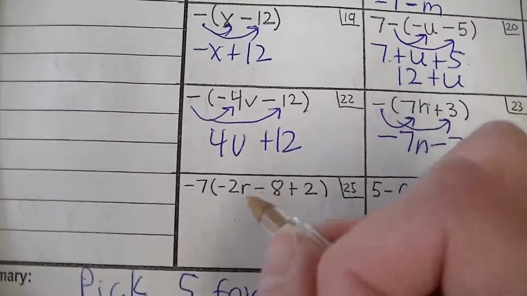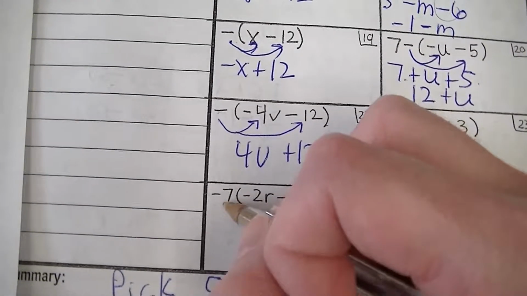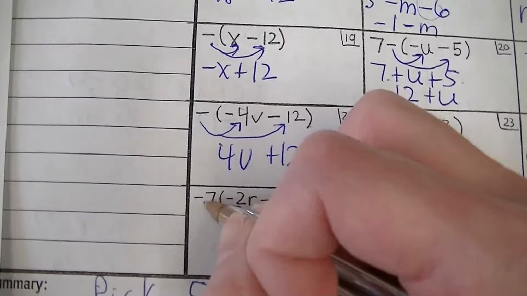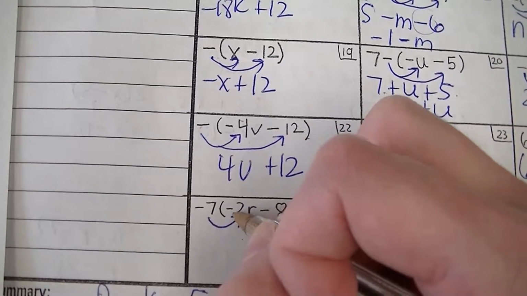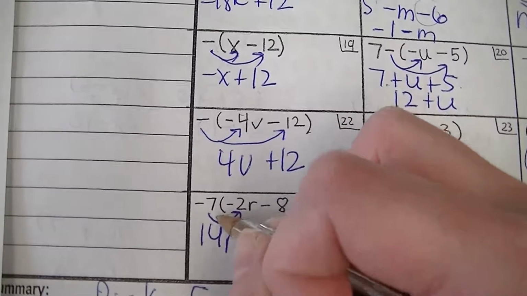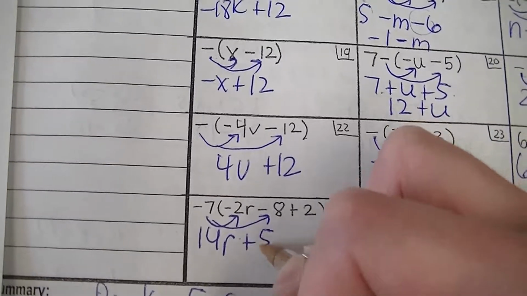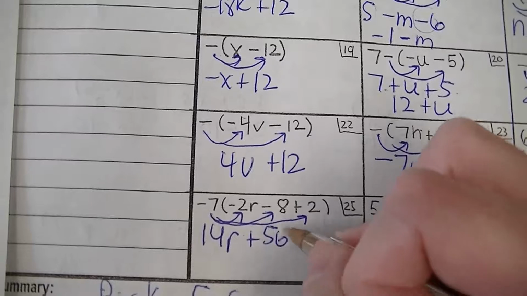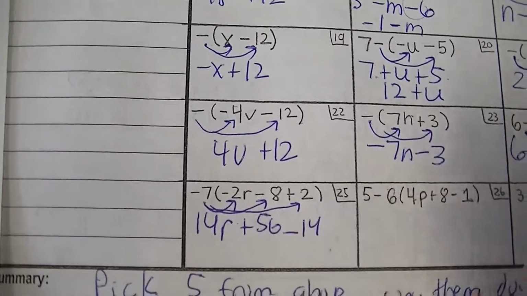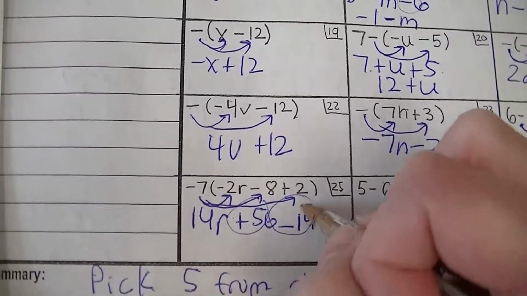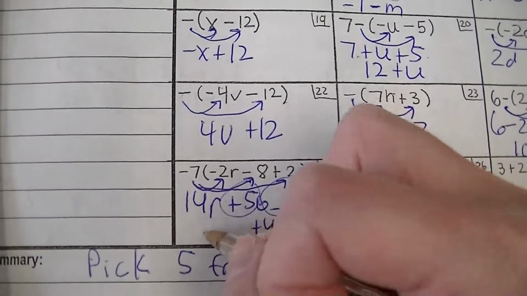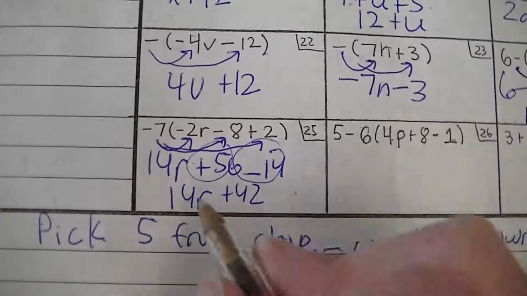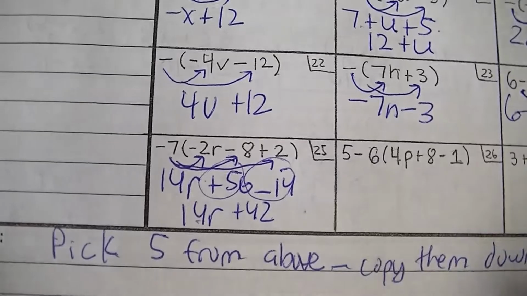All right, let's try these. Ooh, there's more terms inside the parentheses. So let's go ahead and do the same process. Negative 7 times a negative 2r is a positive 14r. A negative times a negative 8 is a positive 56. A negative 7 times a positive 2 is a negative 14. Simplify it from there. 56 minus 14 is a positive 42. Bring down your 14r. Don't add it anymore because these are not like terms.